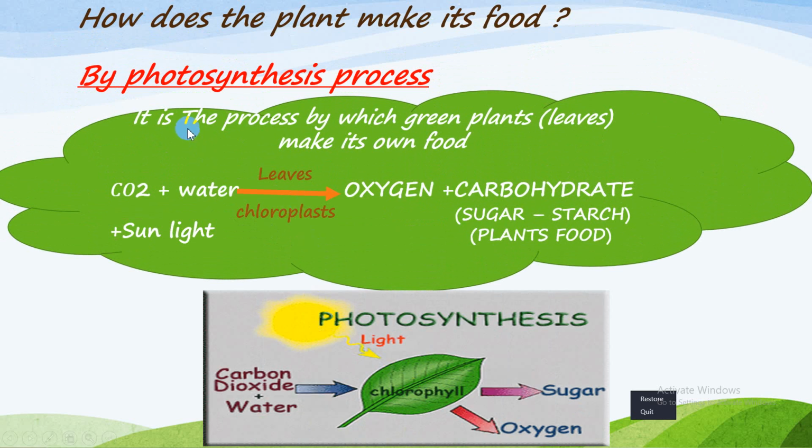The photosynthesis process is a process by which a green plant makes its own food. How can it make its own food? The leaf has chloroplasts. The chloroplasts get carbon dioxide, water, and sunlight. So the leaves, by the chloroplasts, can change them to produce oxygen and carbohydrates. Carbohydrates are the food of the plant. Carbohydrates, sugar, and starch are all plant food, by which the plant can make its own food by itself.